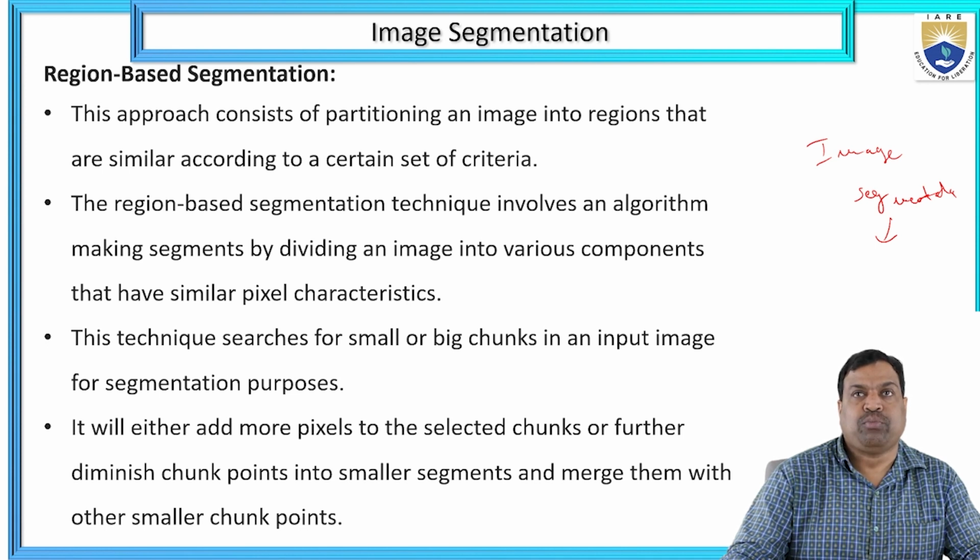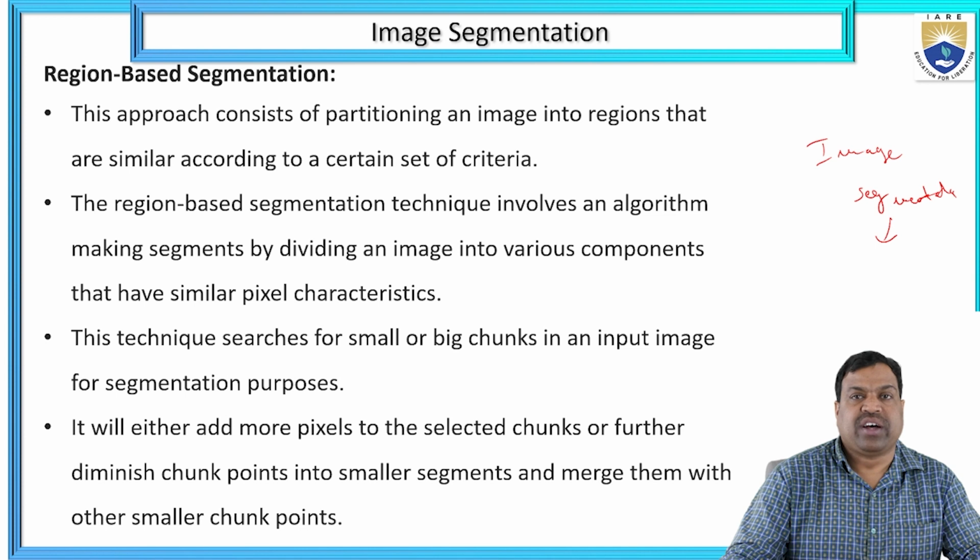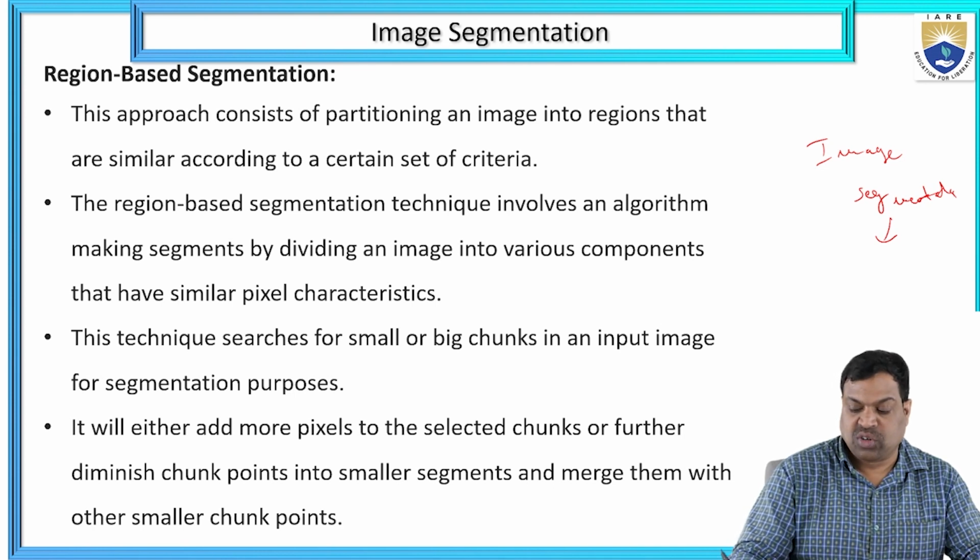It consists of partitioning an image into regions that are similar according to a certain set of criteria. The region-based segmentation technique involves an algorithm making segments by dividing an image into various components that have similar pixel characteristics. This technique searches for small or big chunks in an input image. It will either add more pixels to the selected chunks or further diminish chunk points into smaller segments and merge them with other smaller chunk points.